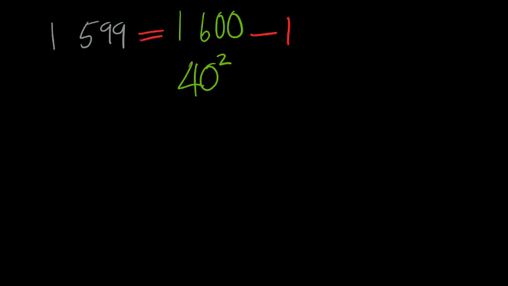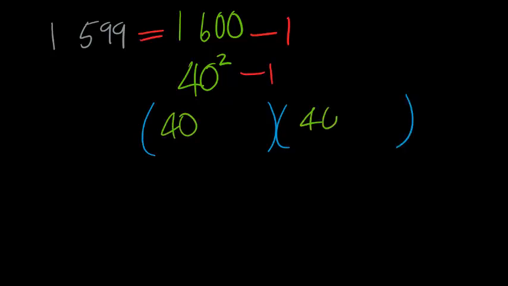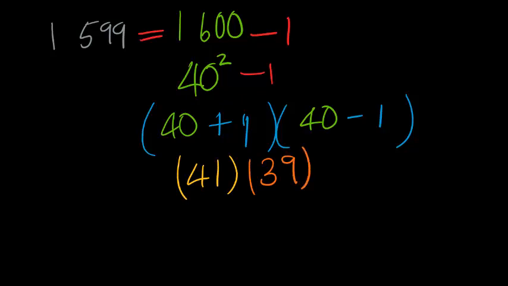Last question, 1599. We're going to make a difference of squares, so plus 1. So that becomes 1600. 1600 is 40 squared minus 1. Difference of squares, we've got two brackets, so we've got 40 on both sides, and we've got plus 1 and minus 1. So 40 plus 1 is going to be 41, and 40 minus 1 is going to be 39.